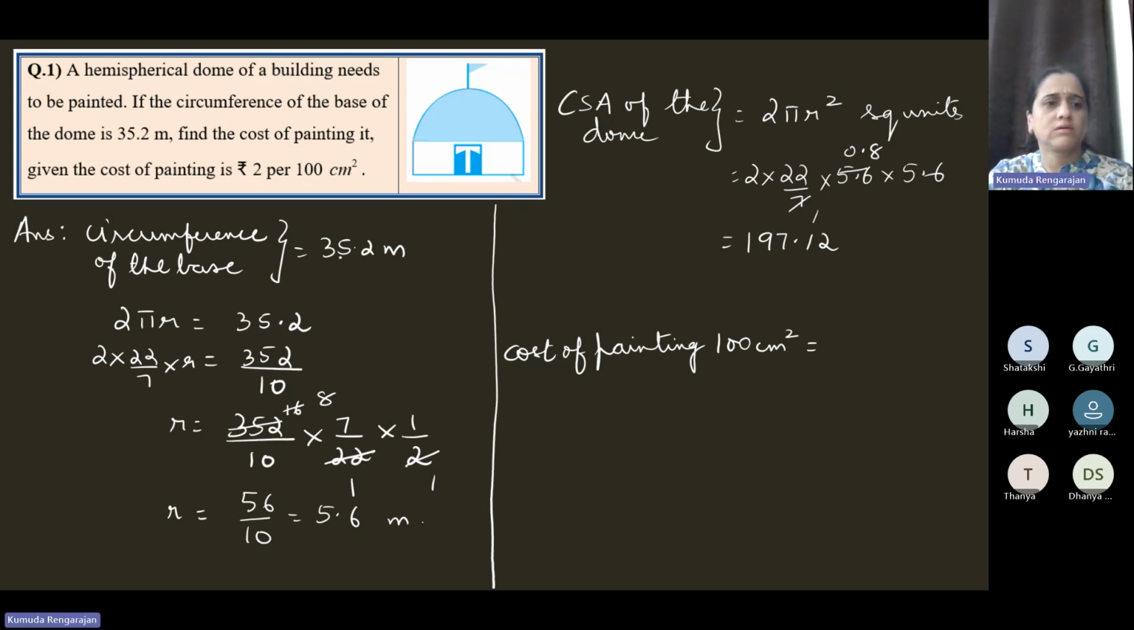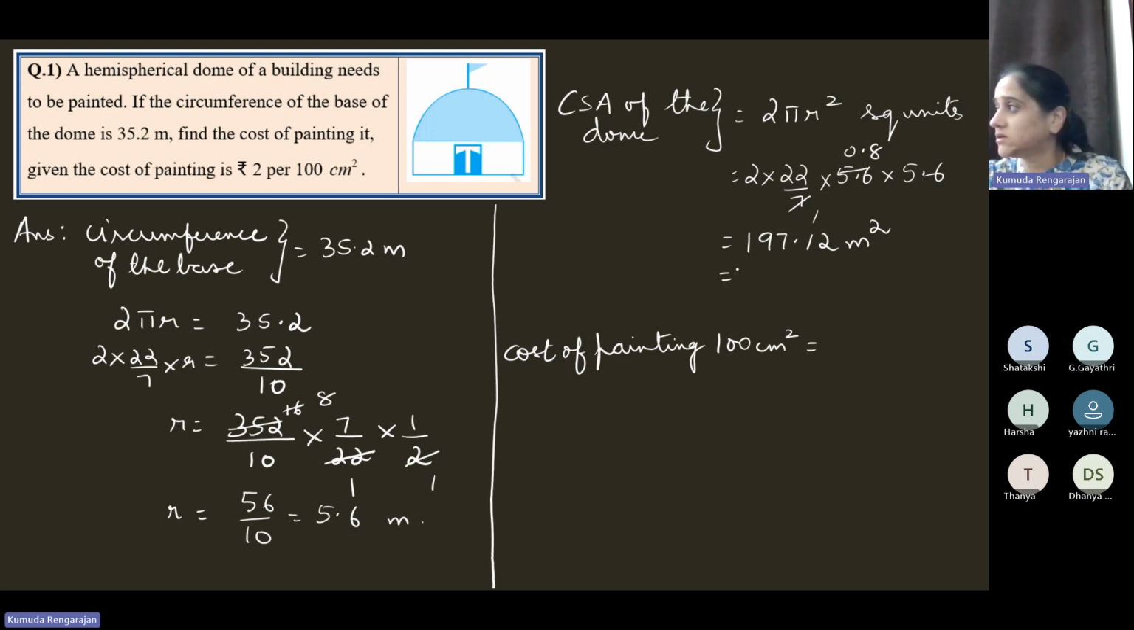Meter square, because the circumference is 35.2 meters. So the radius is in meters. Radius is 5.6 meters. CSA is 197.12 meters square. So convert this to centimeter square because the rate is given in centimeter square. It's 2 rupees for every 100 centimeters square. So convert this area to centimeter square.